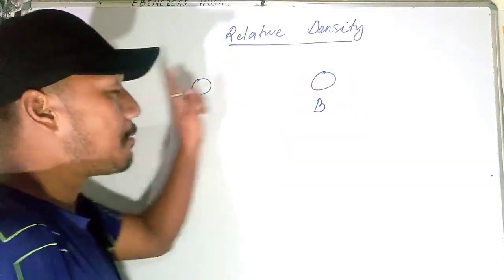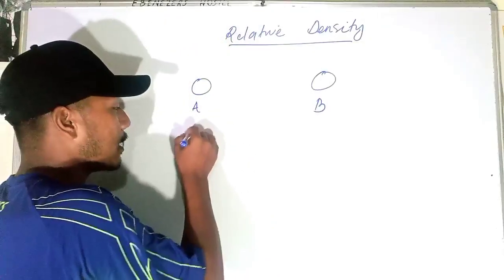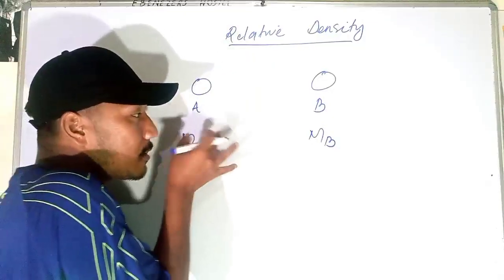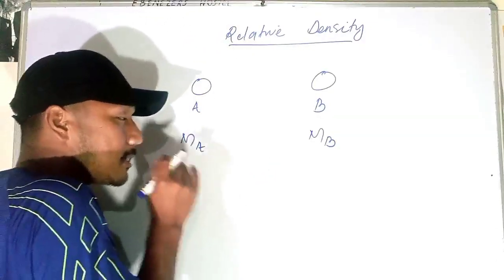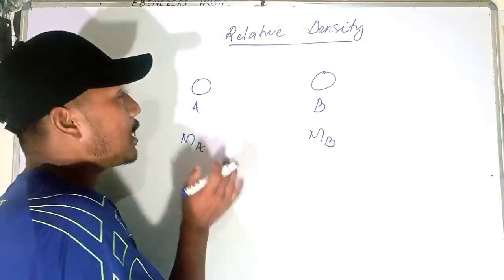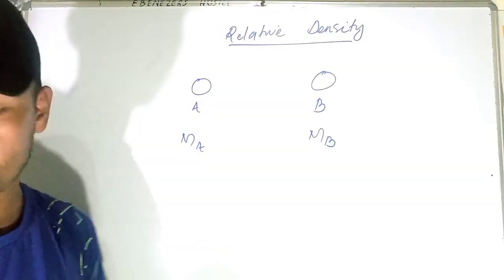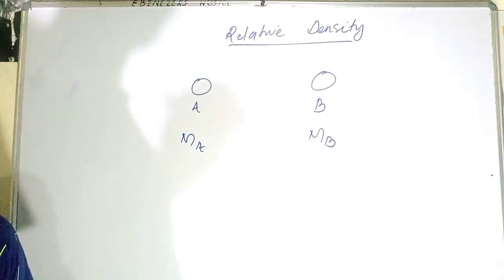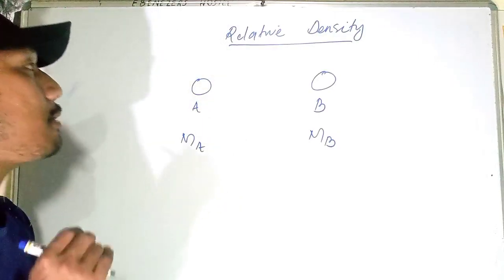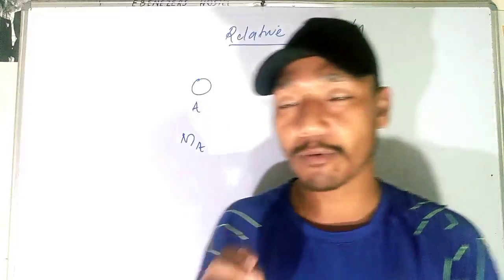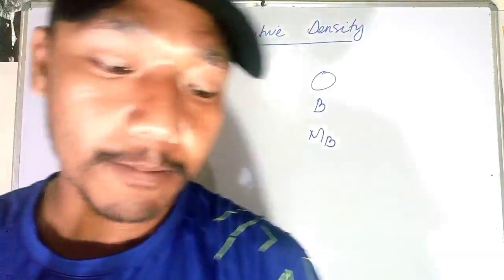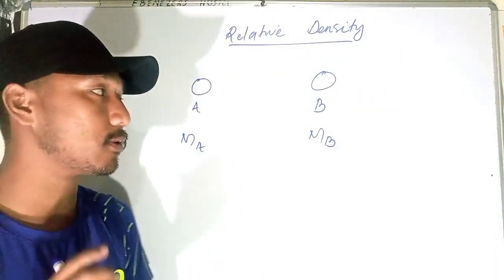You want to compare the mass of object A and the mass of object B. You're comparing these two objects. That comparison in terms of density is what we call relative density. So relative density is a ratio that compares two different substances. It compares the density between the two different objects.